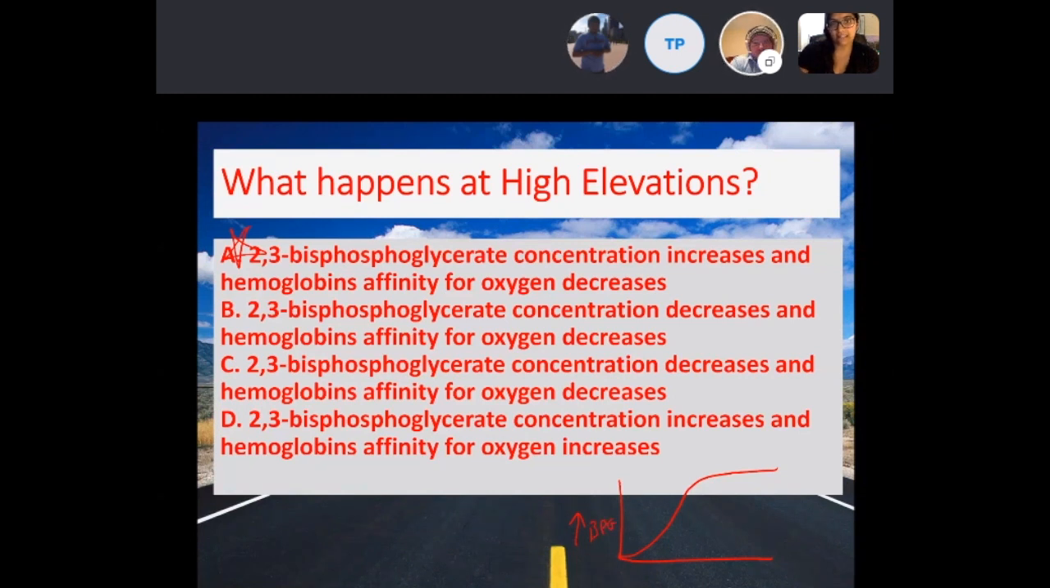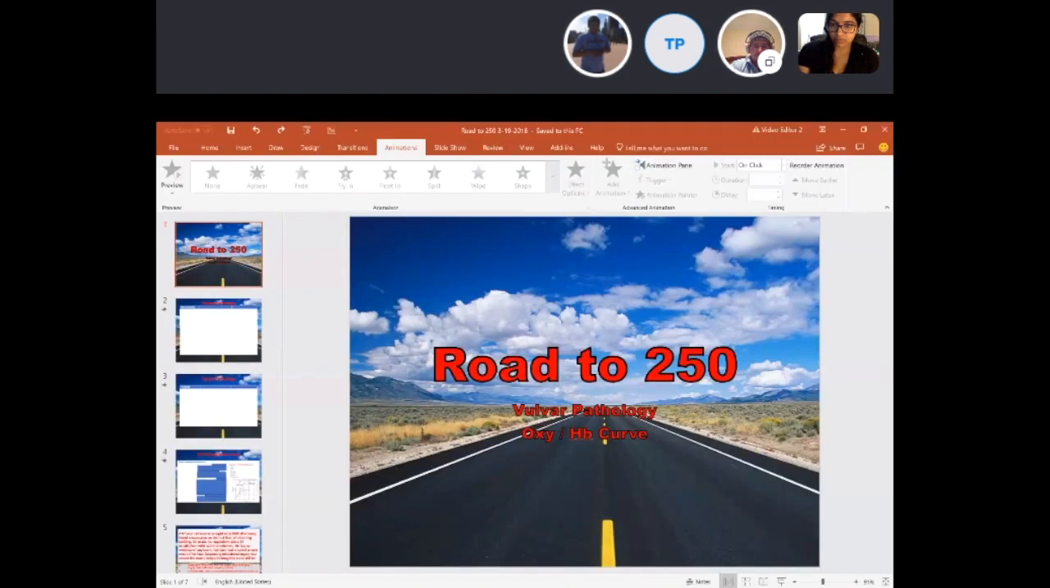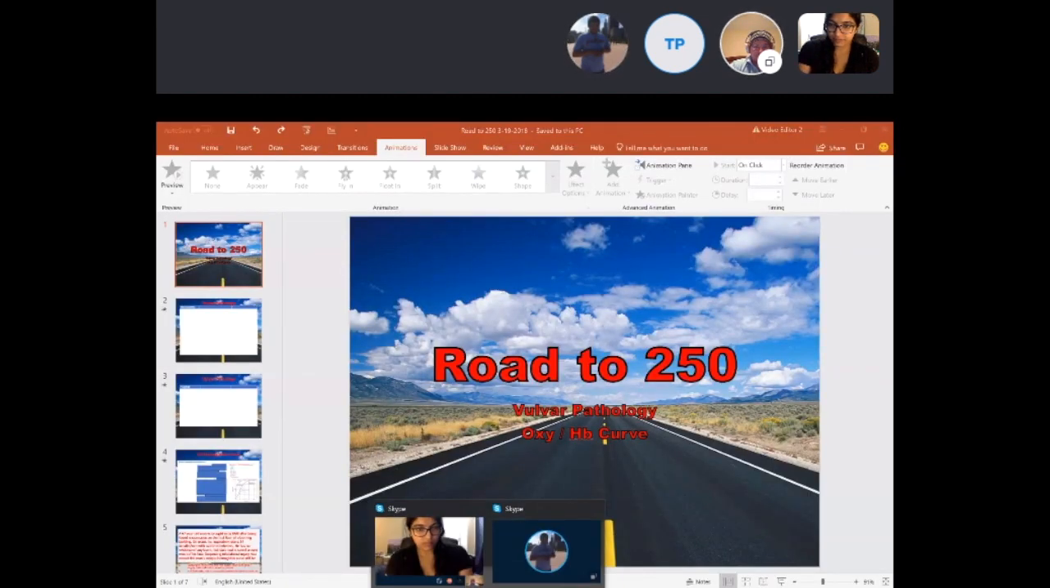So that shifts the curve to the right, right? Yeah. So that means we're going to have decreased affinity. Okay. Or O2 unloaded. Right. And that's my spiel.